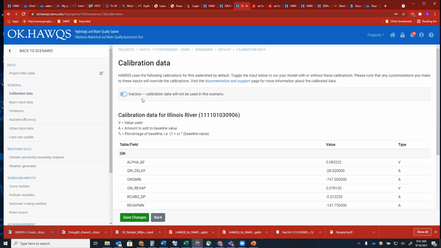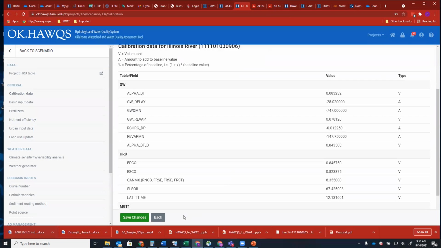When you say inactive and save the change, and when you run the model, these changes will not be applied to your input data set. You will get the raw data as if you developed your own model from a desktop exercise, for example. By default, this will always be active. Hope that's clear.